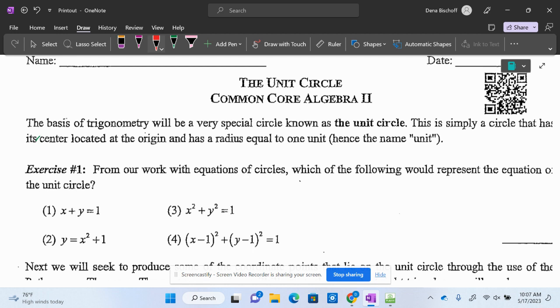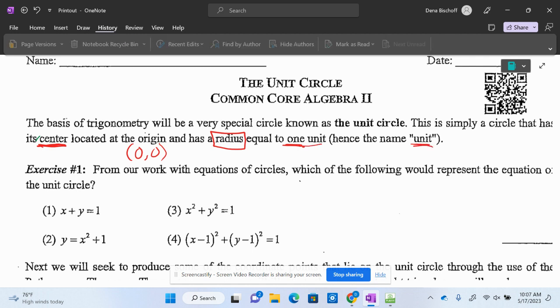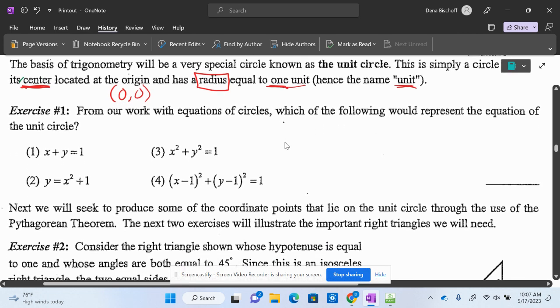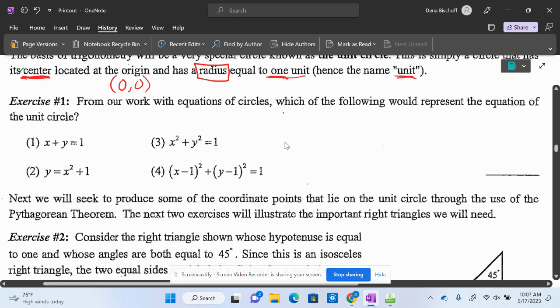So let's talk about what is the unit circle. Well, the unit circle has a center that is located at the origin. The center is at the origin, and it has a radius that is equal to 1. The radius is equal to 1, and that's where the name unit circle comes from, because it's 1 unit. So from our work with equations of circles, which of the following equations here would represent the equation of the unit circle?